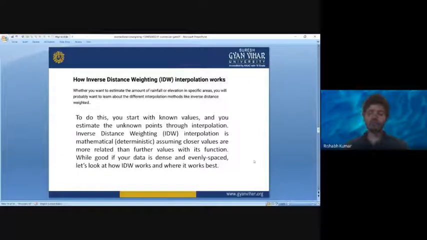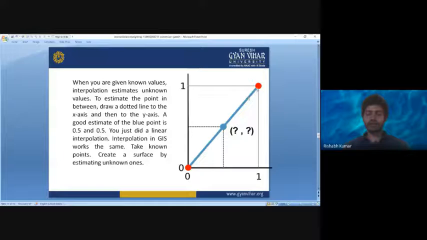While good, if your data is dense and evenly spaced, let's look at how IDW works and where it works best. As has already been discussed, IDW works best when your samples are relatively denser and are evenly spaced. Okay, so we can estimate the value of a variable at an unknown location. Unknown location means a location where the value of that variable is unknown, by using the known values at the neighboring points as the input, right?